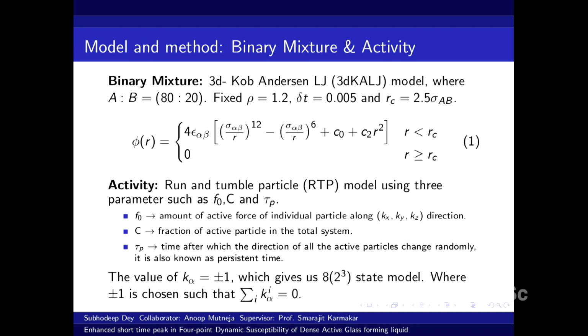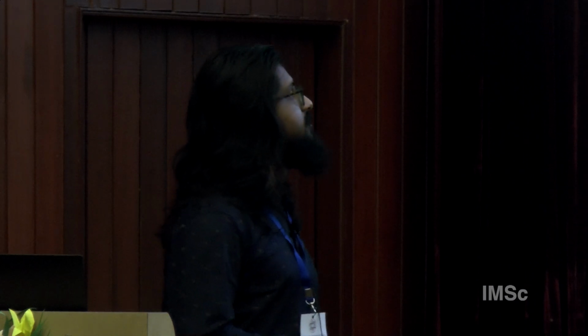The model I'm using is a 3D system with a binary mixture, and the activity in the system I have introduced in terms of RTP, run-and-tumble particles, which have a certain force F naught per particle. C is the fraction of active particles, and tau p is the time over which the particle's direction of movement persists. After that time, it will again reassign the direction of the particle, and as a whole there won't be any net drift due to the activity, so the particle motion is conserved. The system has no drift.